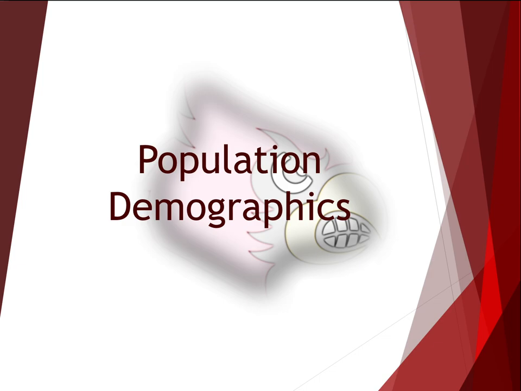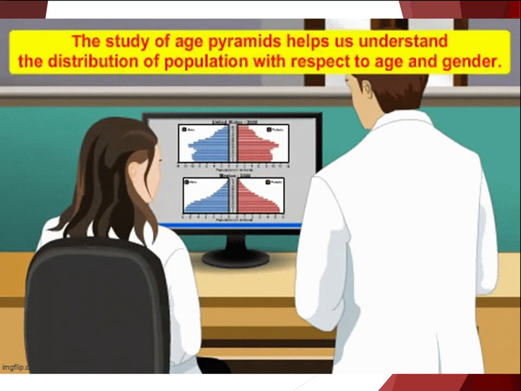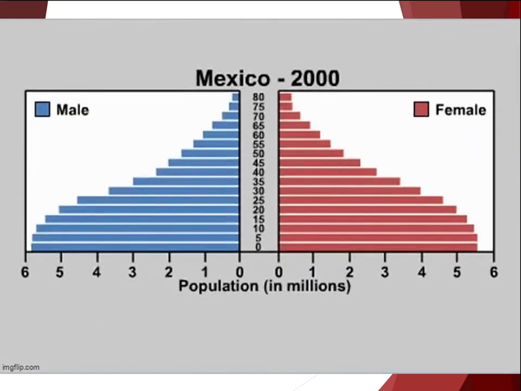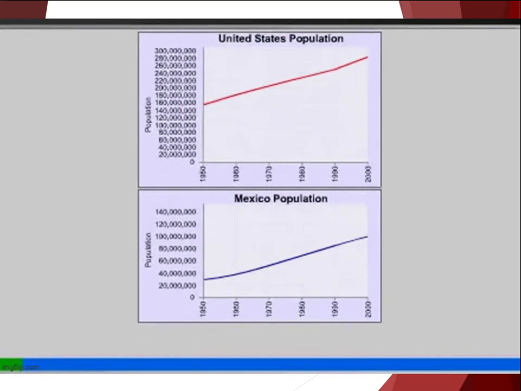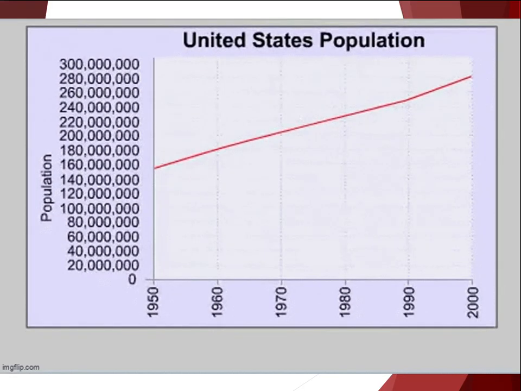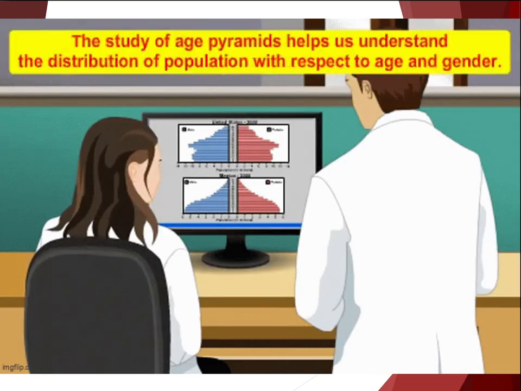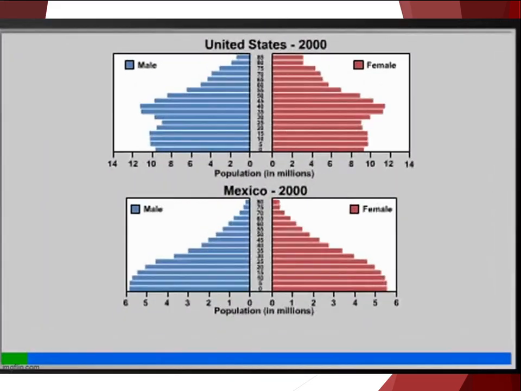Population demographics. Population ecologists study population size, density, and distribution to gain an understanding of the health of the population, as well as how individuals in the population interact with each other and their surroundings. Demographics are statistical data that represent these factors.